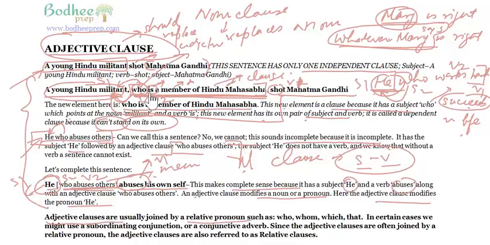Why do we call it relative? Because it relates to a noun. Who relates to a pronoun. So adjective clauses are usually joined by a relative pronoun such as who, whom, which, that. In certain cases, we might use a subordinating conjunction or a conjunctive adverb. Since adjective clauses are often joined by a relative pronoun, they are also called relative clauses, right? Because they are joined by relative pronouns.